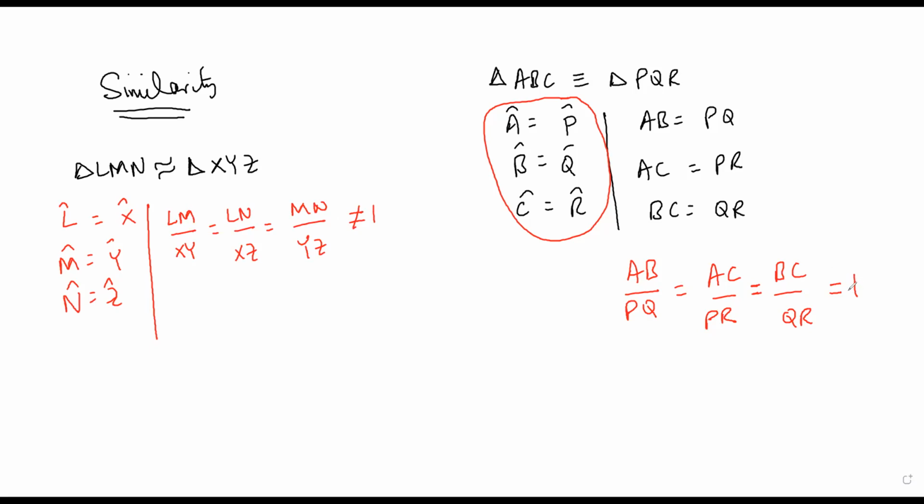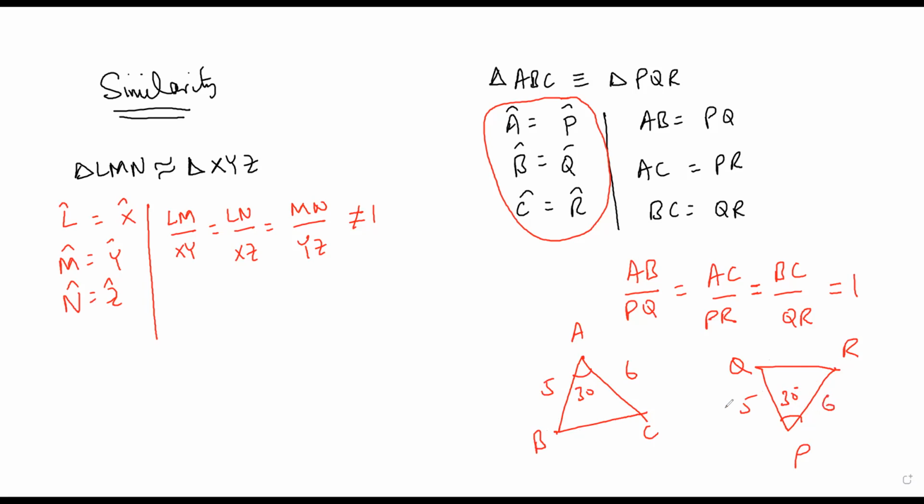If it's equal to 1, that means, for example, let me just draw this quickly. You have a triangle here. This is your A, B, C. Let's say this side is 5, this is 6, and this angle is 30 degrees. And in the triangle PQR, you have something like this. Suppose this is your P, this is your Q, this is your R, and this angle is 30 degrees here. So if this AB is 5, this PQ will also be 5. If AC is 6, this PR will also be equal to 6. So the corresponding sides are exactly equal to each other.